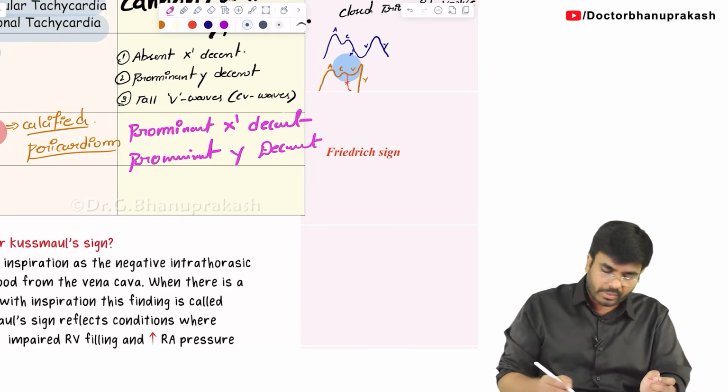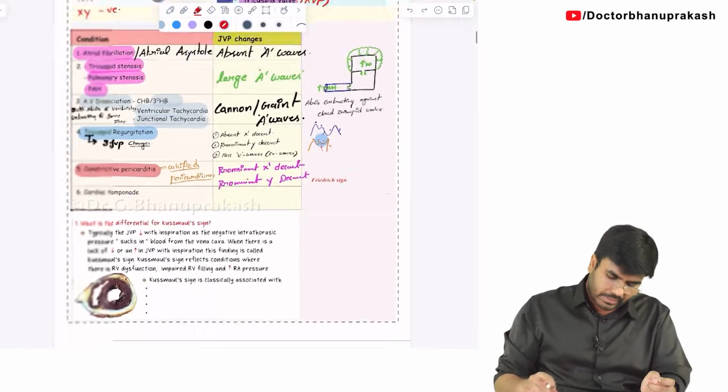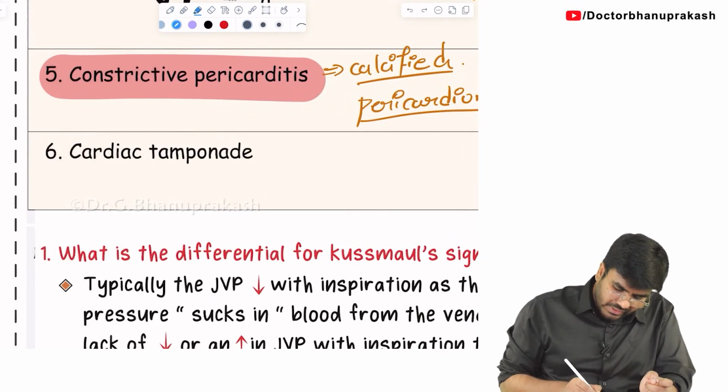Okay, prominent X, prominent Y. Prominent means sharp. So, both prominent X and prominent Y. Done. Next, what if the patient is suffering with a cardiac tamponade?